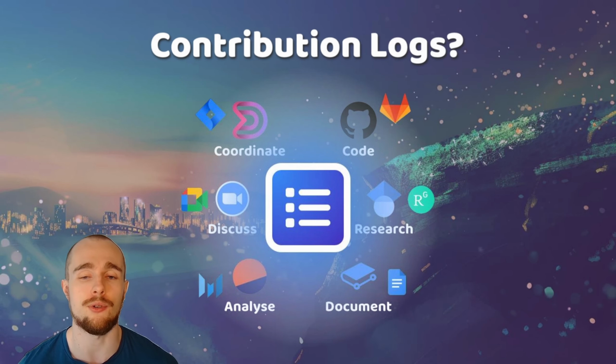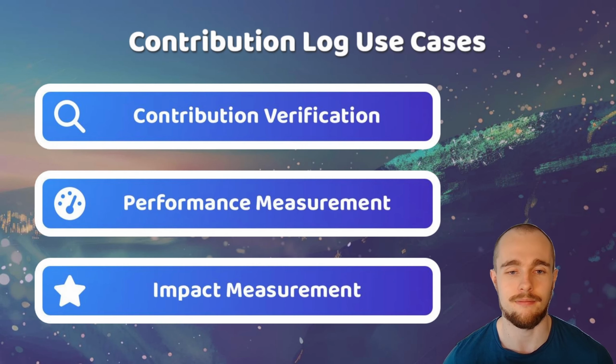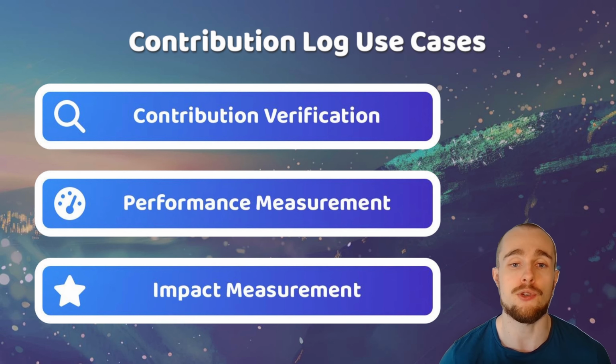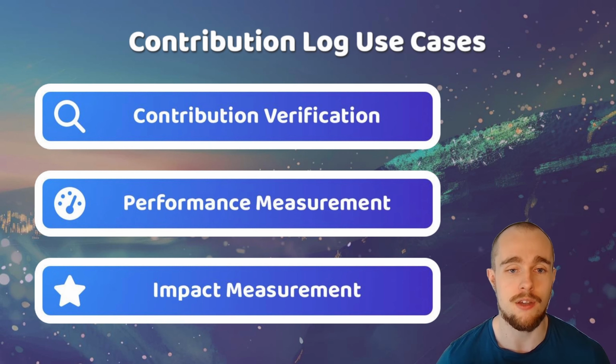Contribution logs are a record of an individual or project team's contribution efforts. These efforts could have been made over a certain time period, or they could cover the completion of a project milestone. Contribution logs could be used across Web3 ecosystems in a number of ways. Contribution verification is one reason to record contribution efforts that we've mentioned already. Contribution logs can help to enable an ecosystem to verify contribution efforts.